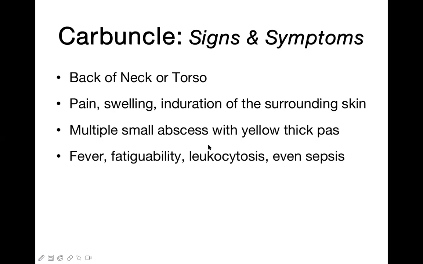Now multiple small abscesses occur with yellow thick pus. Okay, this is pus, please correct the spelling, P-U-S, pus. Multiple small abscesses are there inside the carbuncle, which may be separated by individual septa, and there is yellow thick pus there. Now, fever is a very important feature because it's a complicated infection. Fatigability, leukocytosis, and even septicemia can happen. Now, septicemia easily occurs if the person is immunocompromised, like in diabetes.